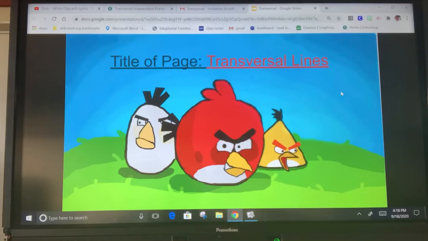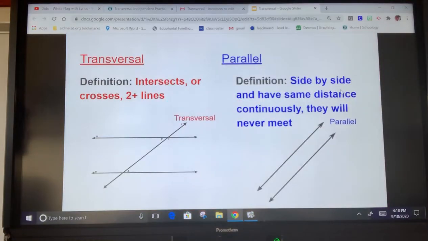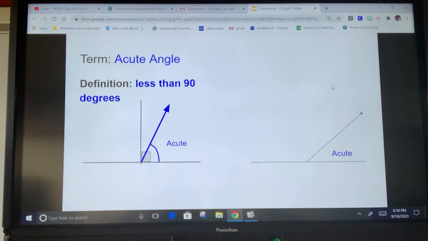Today we'll be learning about transversals, and you can find the definitions on the page under Monday, and I always refer back to them if you get confused with any terminology. The main concept right now is that a transversal is a line that intersects or crosses two or more lines, and parallel is pretty much side by side and at the same distance continuously, as they will never meet.